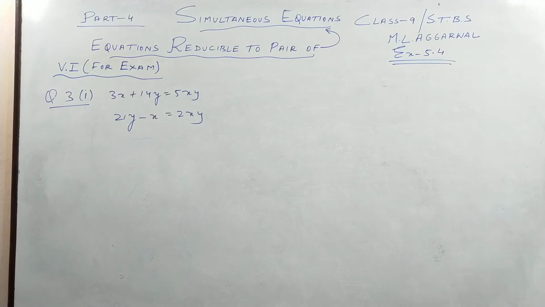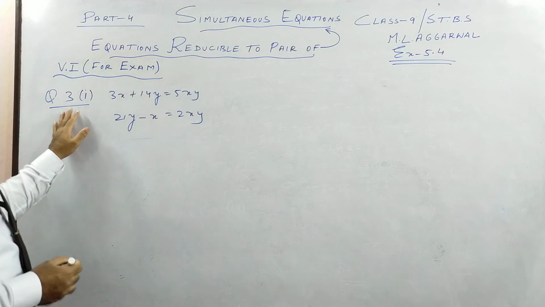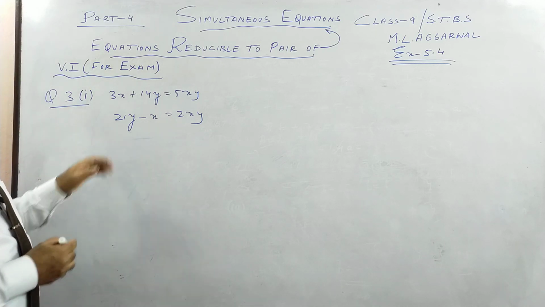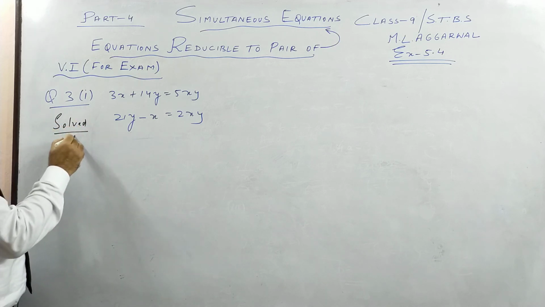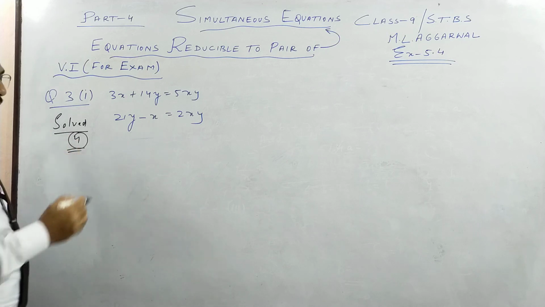So next we go to a very tricky question, 3 part 1, children. So here first you see solved example 4. If you are seeing ML Aggarwal's book, please see solved example 4, which I am trying to explain.